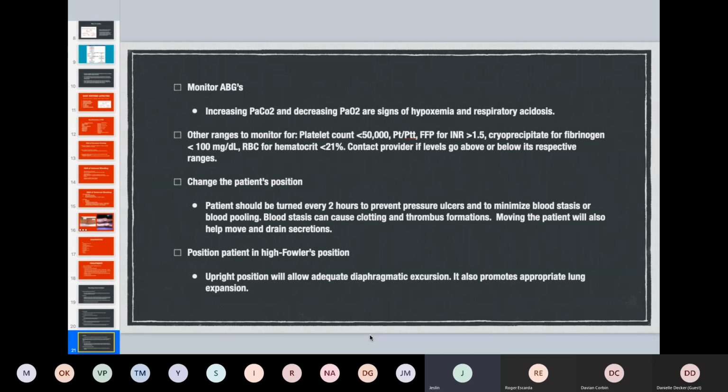Along with positioning, you have to position the patient in high Fowler's position. The upright position will allow adequate diaphragmatic excursion. And what does that mean? It means that the diaphragm is able to move up and down, inflate and deflate the lungs effectively, and this also promotes appropriate lung expansion.